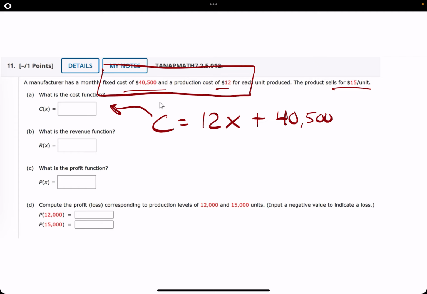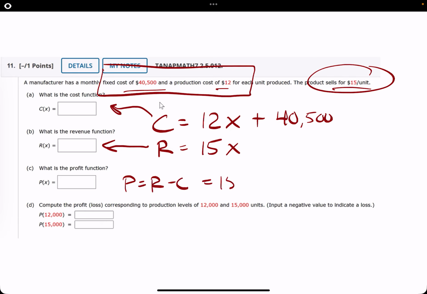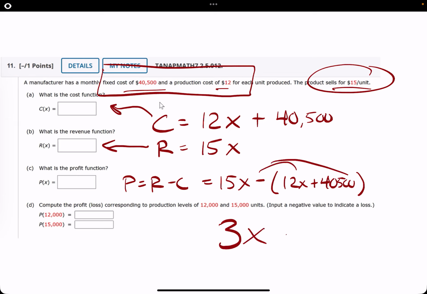That's our cost function. Revenue function is just price times quantity. The price they're selling for is 15, and the quantity would still be x. So revenue is 15x. Profit is revenue minus cost. So 15x minus, in parentheses, 12x plus 40,500. If you want, you can distribute the minus. So you have 15 minus 12x, which is 3x. And then minus 40,500. So that's our profit that goes here.